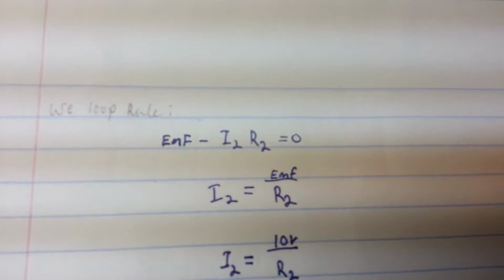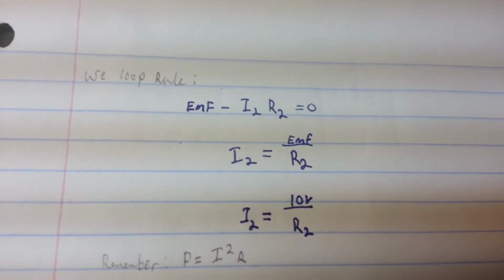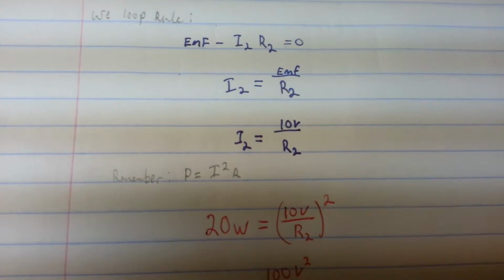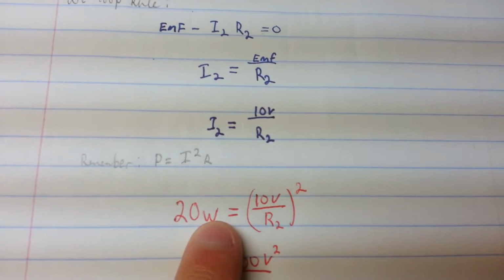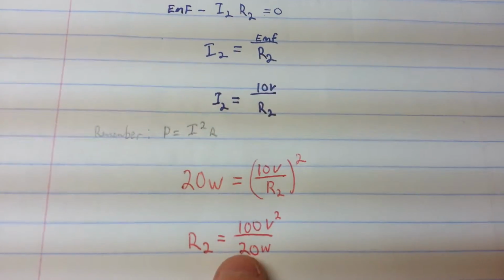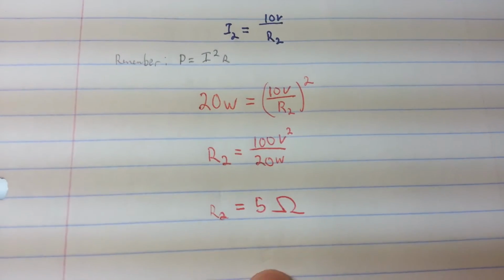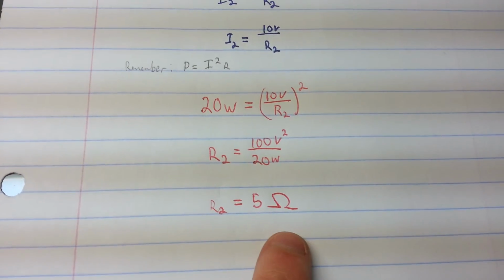So we already know from the loop rule that it's going to be the same, because they're pretty much the same circuit, except for a different resistance. So this one dissipates 20 watts of power, and all of this is going to be the same, so we just plug in these values that we get, rearrange it a little bit, and we get 5 ohms. So the one that actually dissipates more power has a lower resistance.